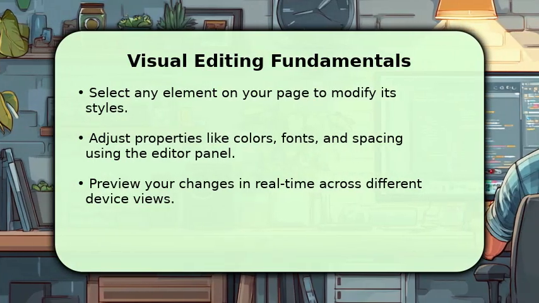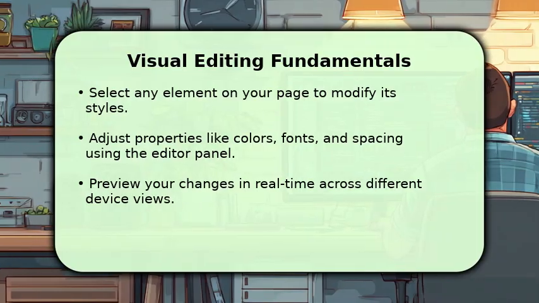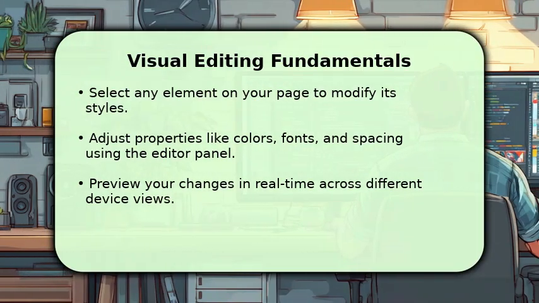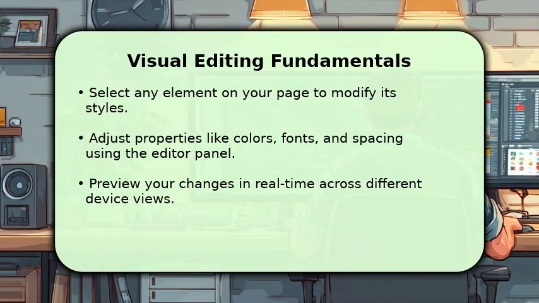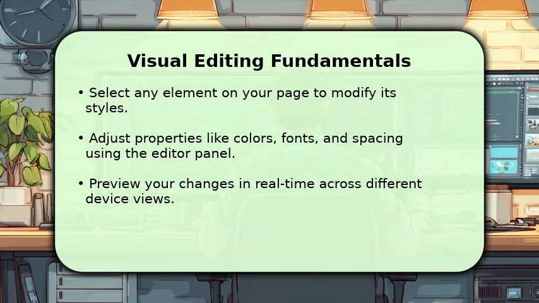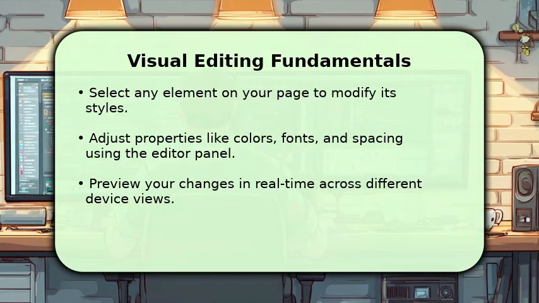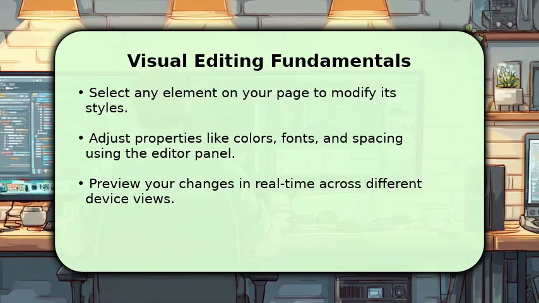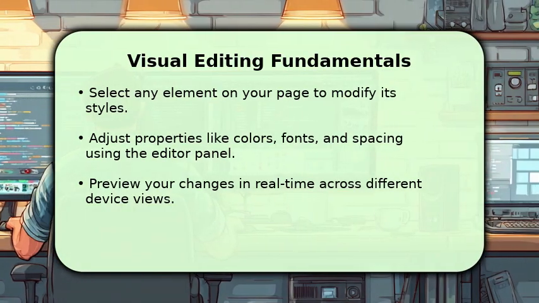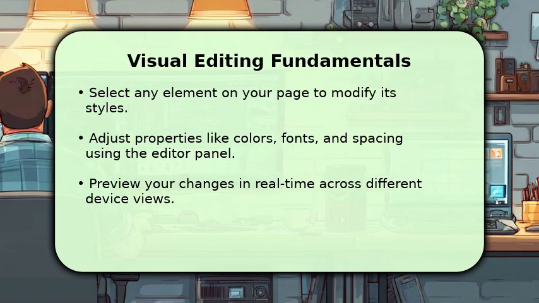Once activated, you'll find the Yellow Pencil editor accessible from your admin bar. Click to launch it and instantly see your website in a live editing environment. Simply click on any element you wish to modify, whether it's a heading, paragraph, or image. The intuitive editor panel on the left will then display various styling options, allowing you to adjust colors, fonts, and spacing with just a few clicks.